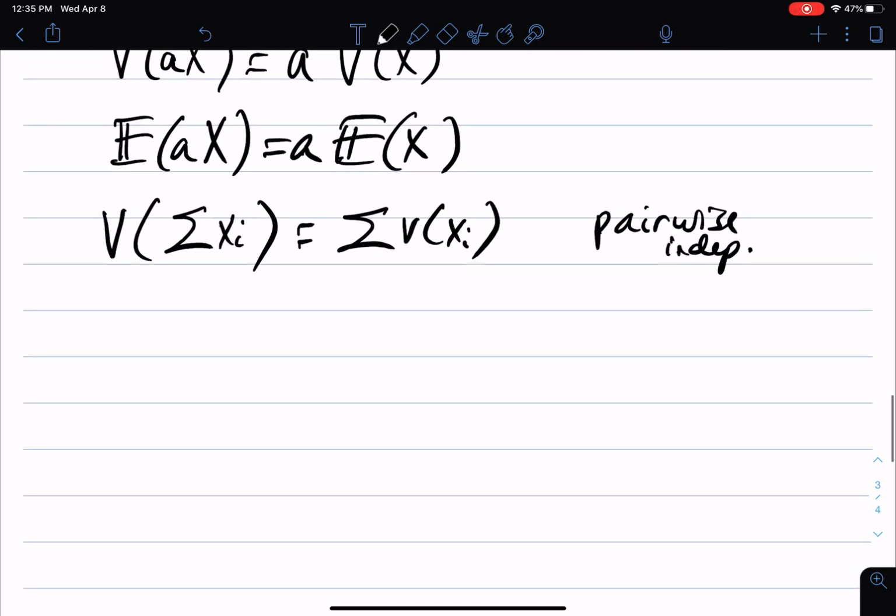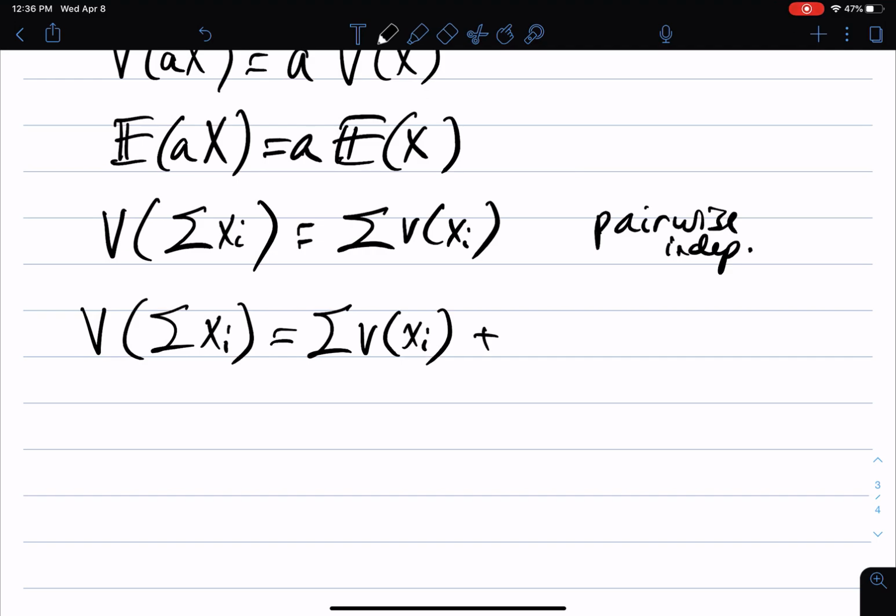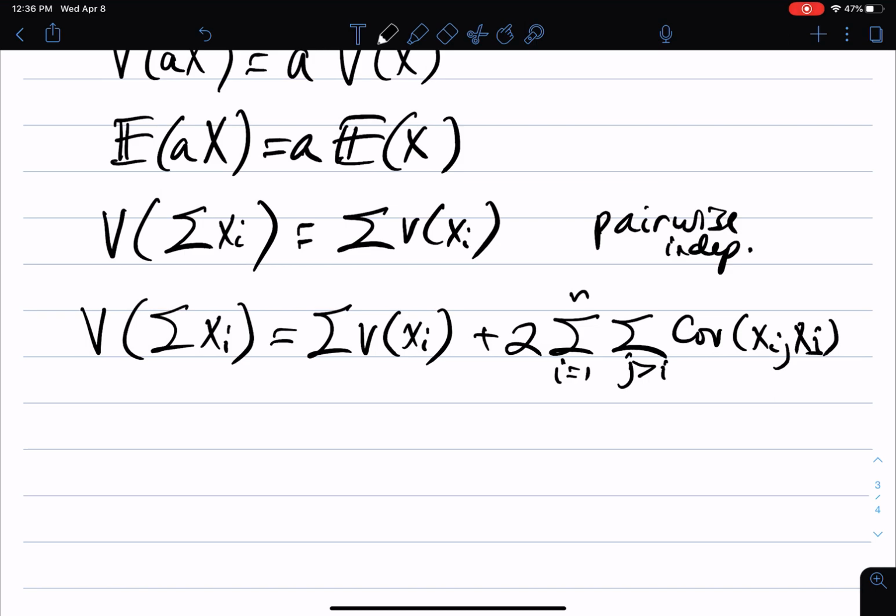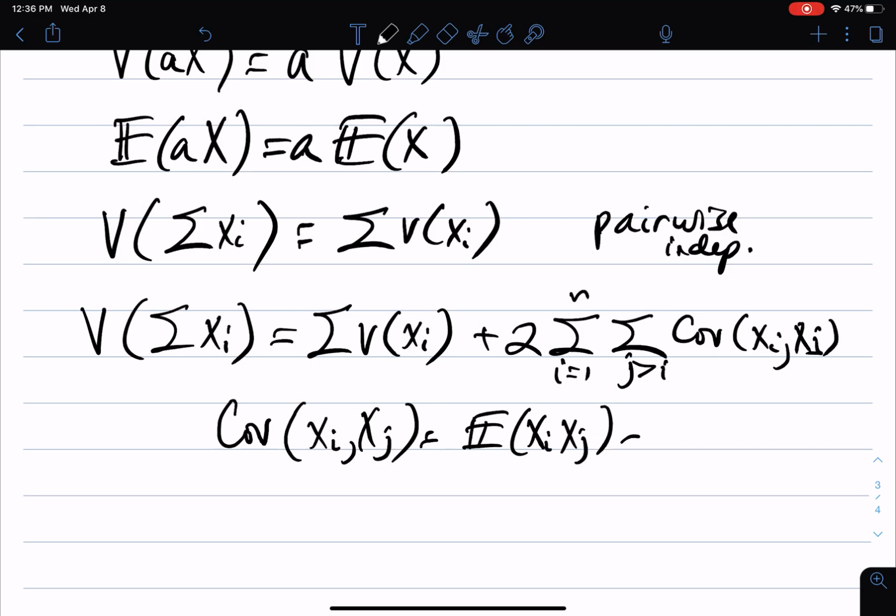And we have this is the sum of the variances plus twice the covariance of xi xj here, and we said that the covariance of xi xj is the expected value of the product minus the product of the expected values.